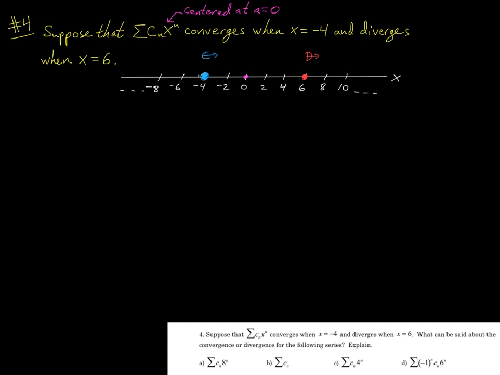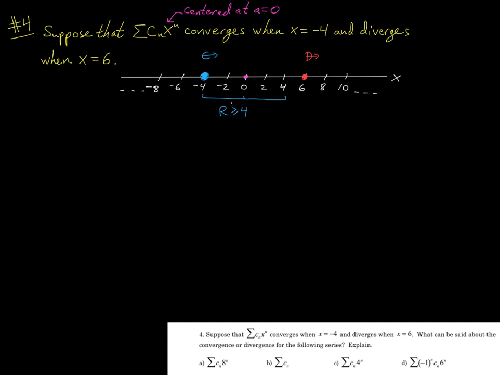Why? Well, because I have convergence at x equals -4, and my series is centered at a equals 0, right? Scenario 3 is where you have convergence only at your center point. Okay, so I'm not in scenario 3. So that puts us in scenario 1, where we have a finite interval of convergence, and our center is at a equals 0.